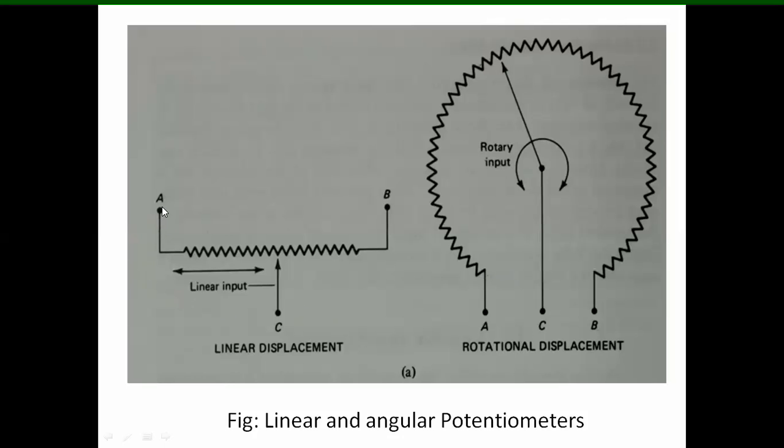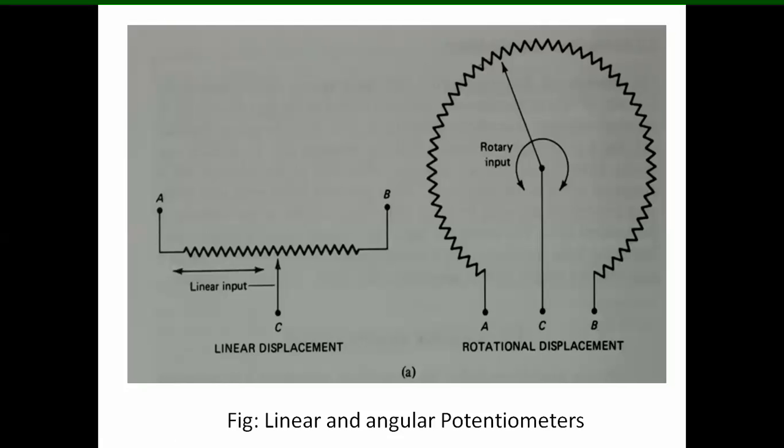So if we consider this potentiometer, here A and B, and this is C. We will apply the voltage across A and B, and we will take the output across B and C. And C is a pointer. This pointer is connected to the device whose displacement is to be measured.